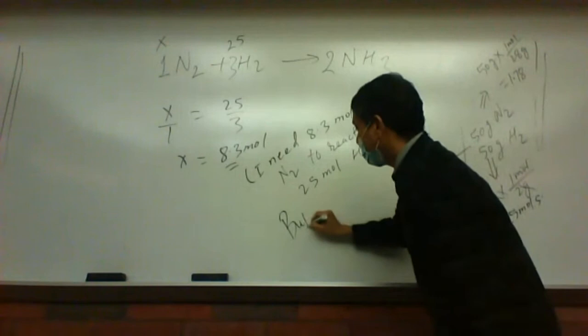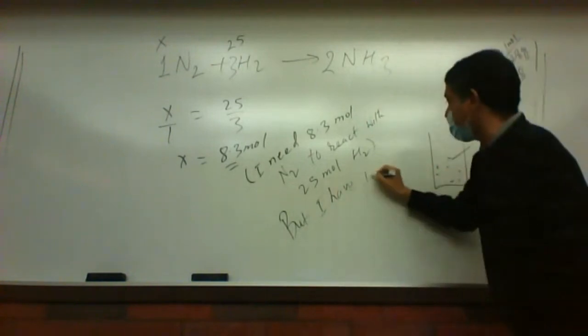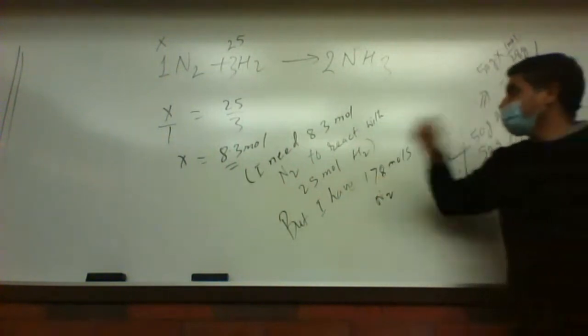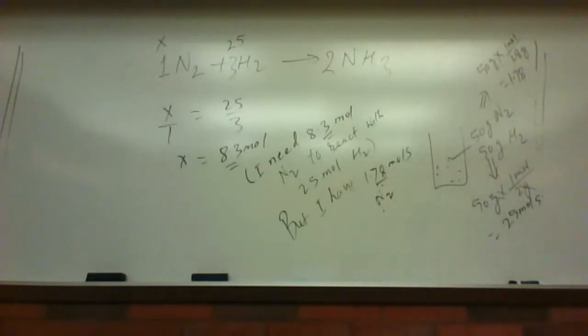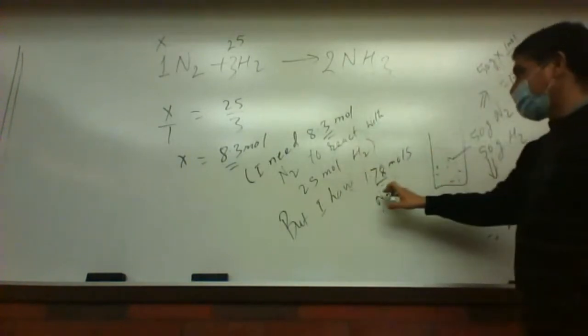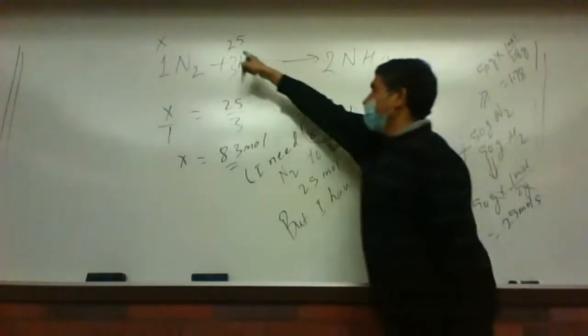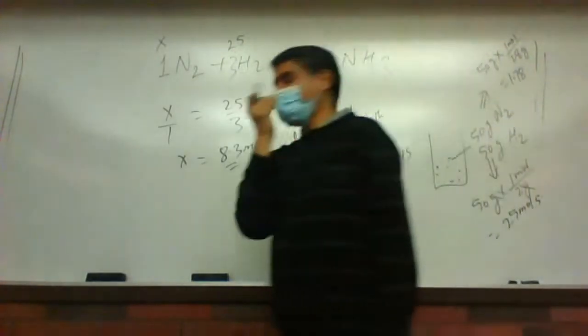But how many moles do I have? 1.78 moles of nitrogen. So short supply, you see. I need 8.3 moles, but I have only 1.78 moles, right? So nitrogen clearly is the limiting reagent. Did I make it clear? It's a little confusing. You need to practice a couple of times. I need a lot to react with 25, but I have only this much. So nitrogen is the limiting reagent.